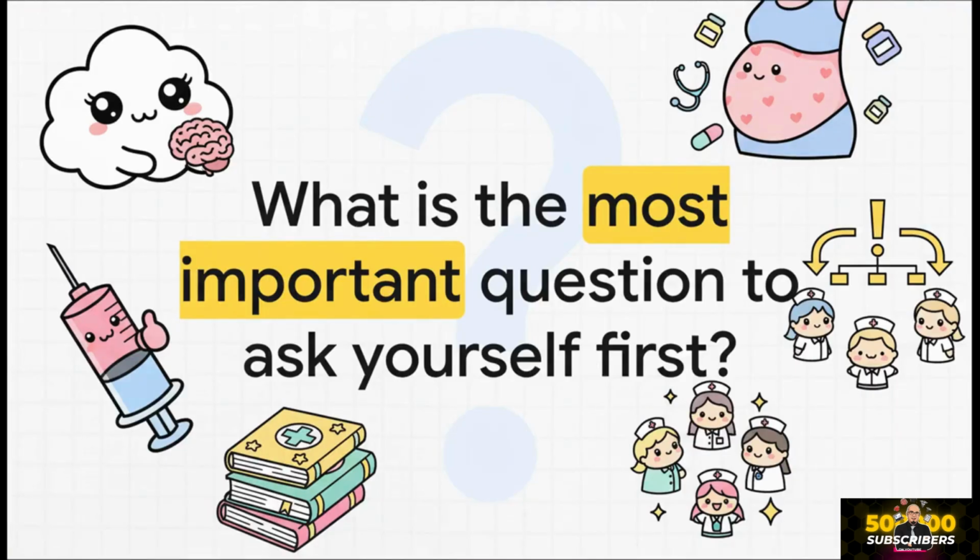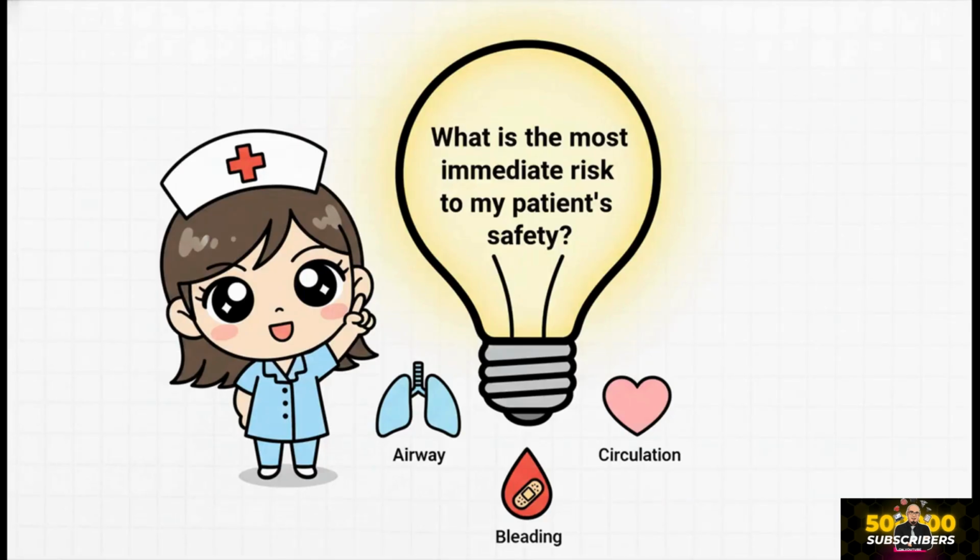But you know, I want to leave you with more than just a bunch of facts. The NCLEX is really a test of your judgment. So whether you get a super complex scenario or a simple priority question, there is one question you have to ask yourself before you even look at the answers. What do you think it is? This, right here. What is the most immediate risk to my patient's safety?